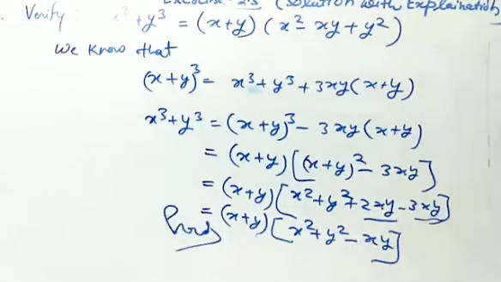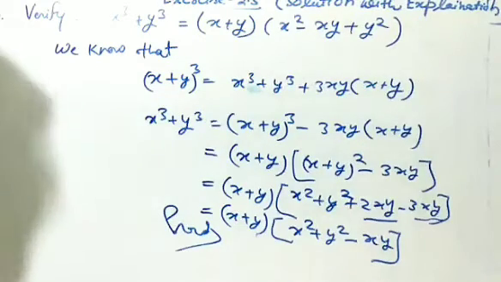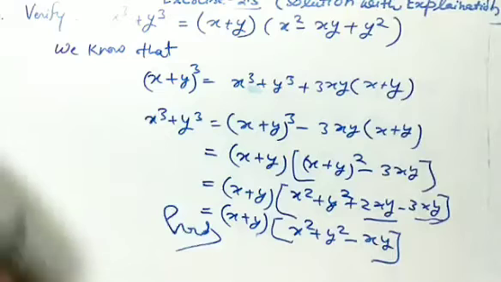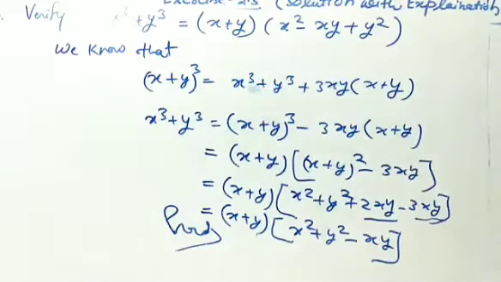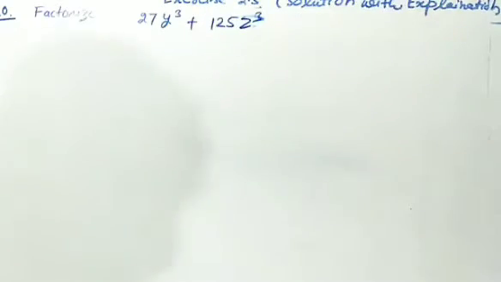So generally, for proving or verifying, we have to take one identity, x plus y whole cube, and one by one, step by step, we can prove it. Okay, come to the next question. Question number 10. Factorize 27y cube plus 125z cube.